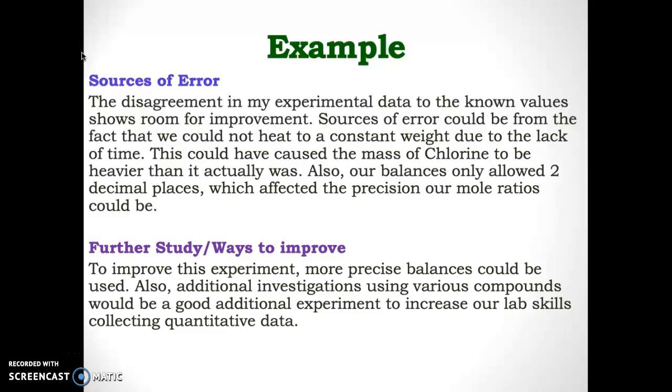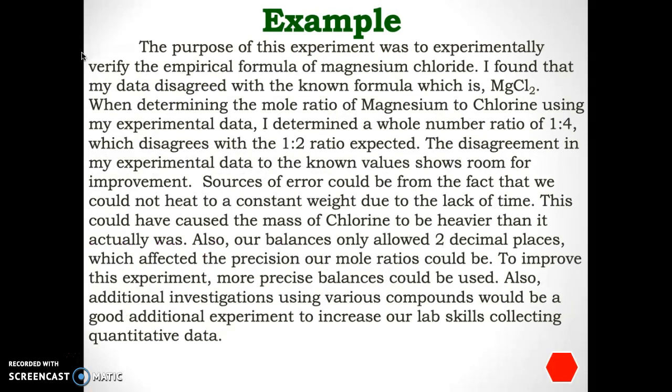This could have caused the mass of chlorine to be heavier than it actually was. Also, our balances only had 2 decimal places, which affected the precision of our mole ratio. Balances is something I can't control. Those are 2 sources of error that I can't help that could improve my data. Then I go, what could I do to improve? Or what should I do next? To improve this experiment, more precise balances could be used. Also, additional investigations using various compounds would be a good additional experiment to increase our lab skills collecting quantitative data. I put this all together and I get a scientific conclusion.